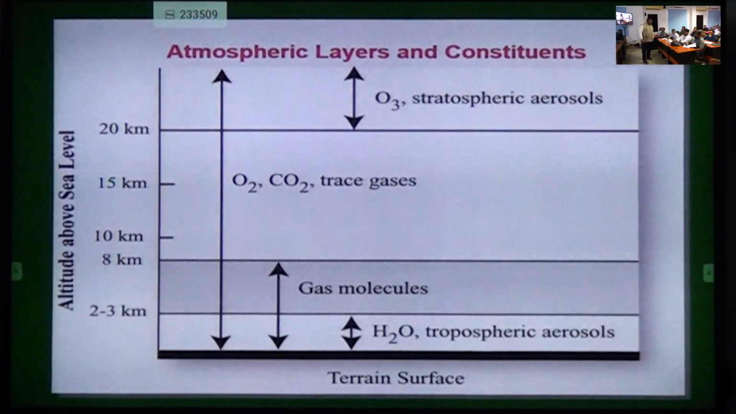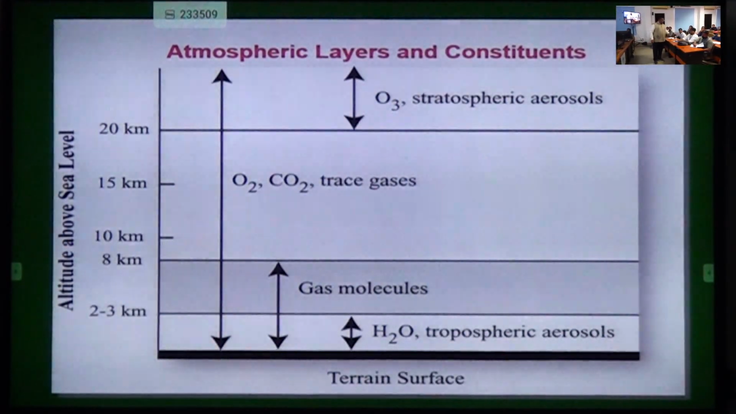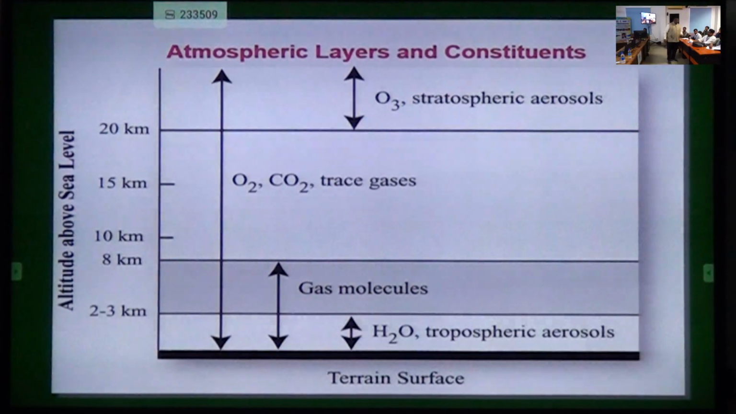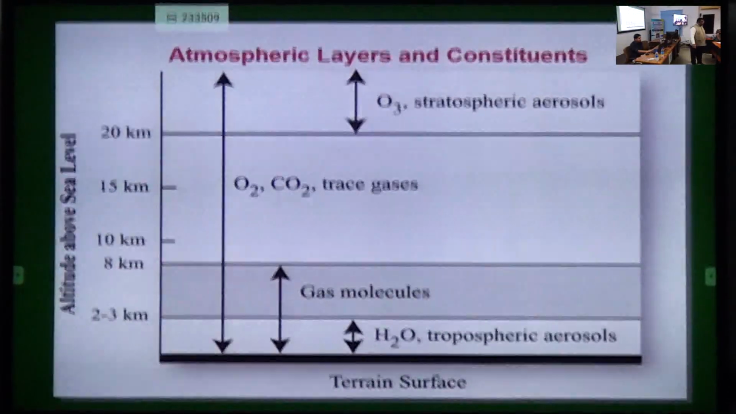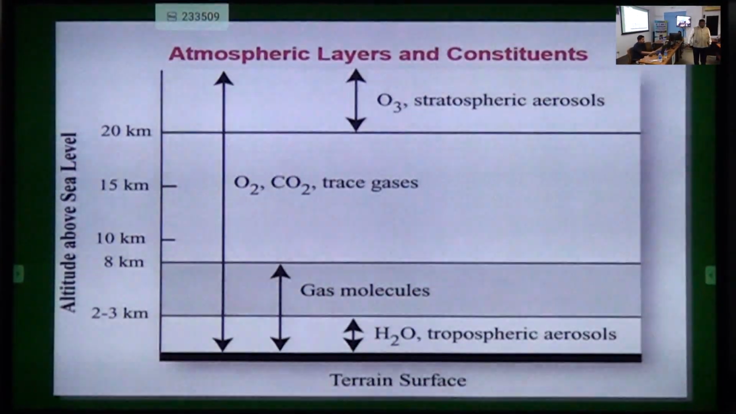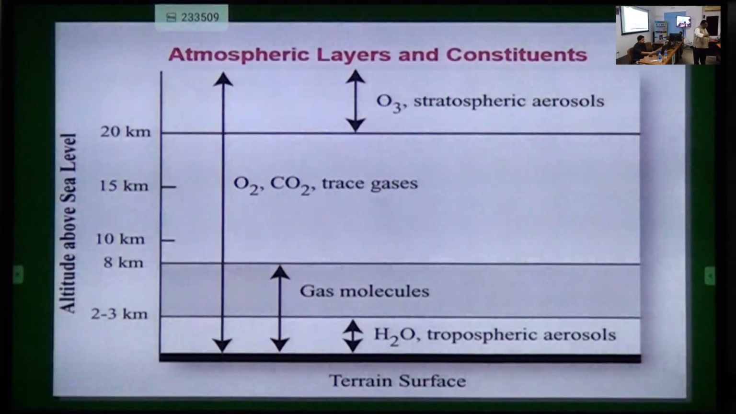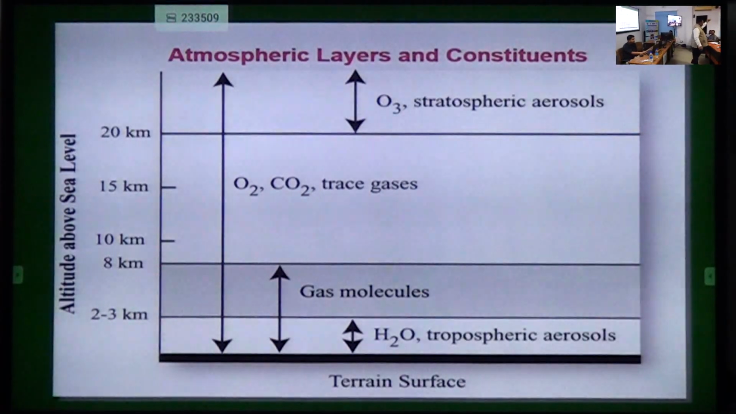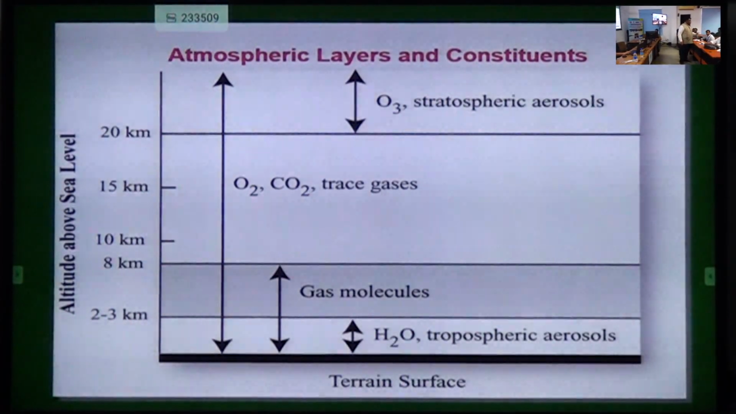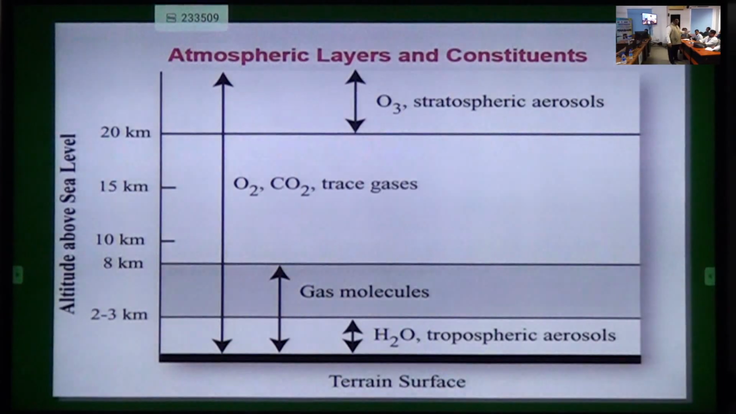Okay, next. In the atmosphere, you can see the picture. What are the things that we can get in the atmosphere? At altitude, the first 2 to 3 kilometers, water and aerosols will be present mostly. Above that, up to 8 kilometers, gas molecules. Then the influence of oxygen, carbon dioxide and trace gases. And above 20 kilometers, ozone will be in a significant quantity.